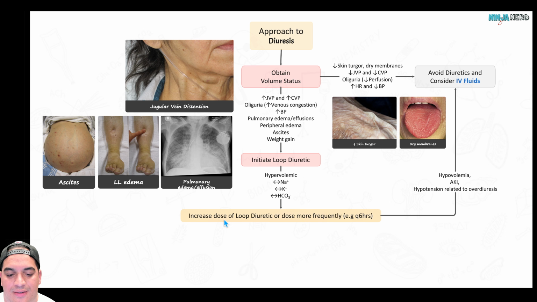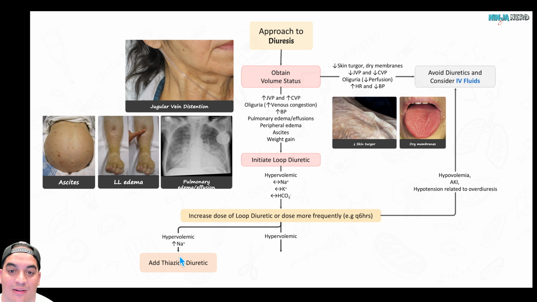Here's where it gets a little bit more complicated. If I do this, I increase my dose, or I give it more frequently, and I'm still pulling off fluid, but I got to keep pulling off more. So they're still hypervolemic, but the sodium's trending up. What's the drug that helps to get rid of sodium? Thiazides. What's the things that you want to watch out for with thiazide diuretics, though? You want to watch out for what? Hypokalemia, metabolic alkalosis. You also want to watch out for hypercalcemia, and hyponatremia, and again, the increased risk of gout as well, right?